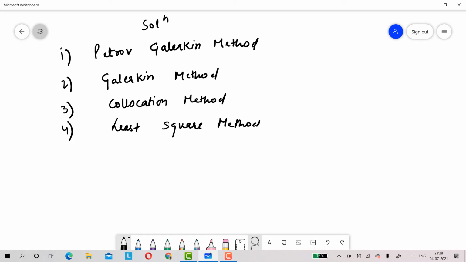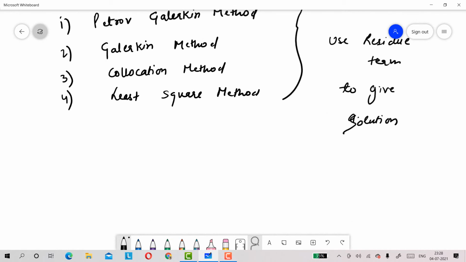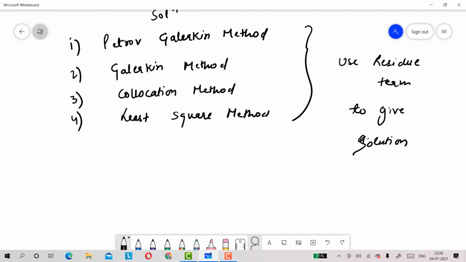These 4 methods use the residue term to give the solution. We will see these methods one by one in the next lecture, as it will take a little more time to solve all these methods. So just continue with the next lecture so that we can complete our weighted residual method. This is not very difficult, it just has lots of calculation.